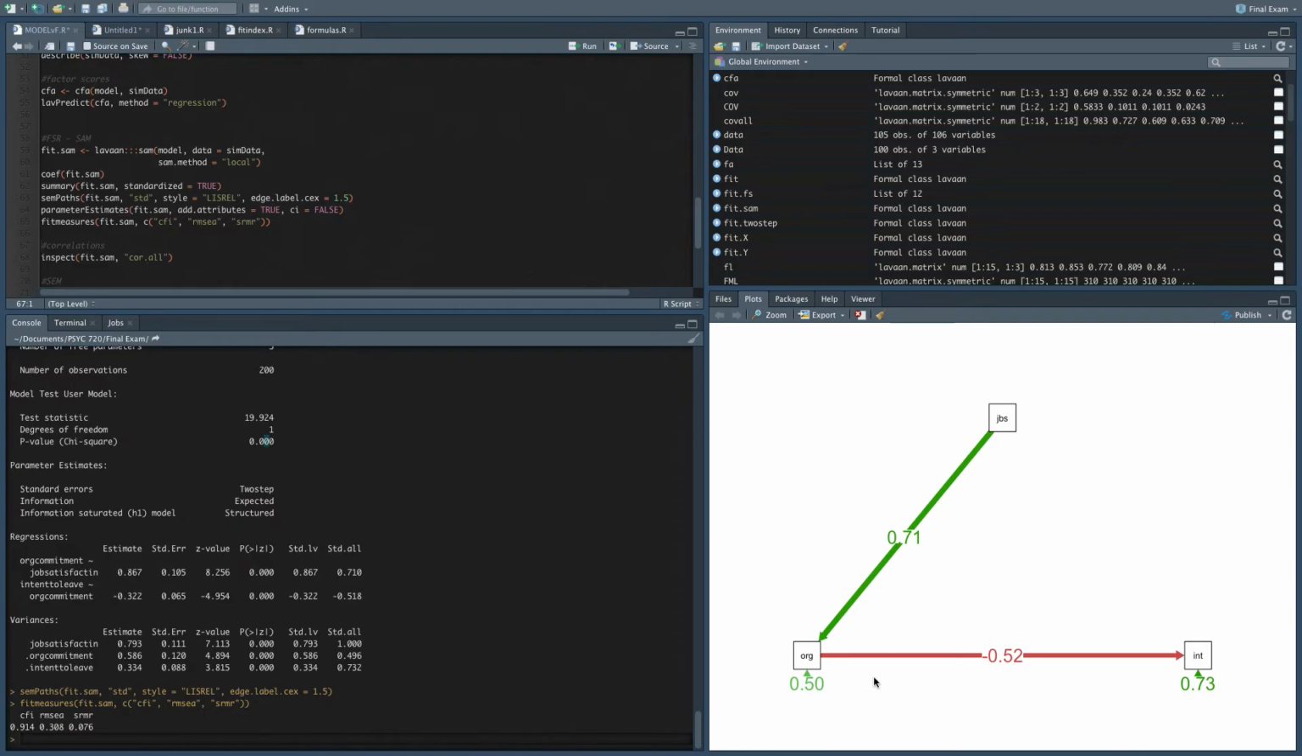We already saw the model chi-square test was significant. Our CFI was good. A good fit for CFI is greater than 0.9, and we're at 0.914, so I'd say that's pretty good. Our SRMR also met the cutoff. It's supposed to be less than 0.08, and we're at 0.076. So we're close on both of these. The RMSEA did not meet the threshold for good fit.